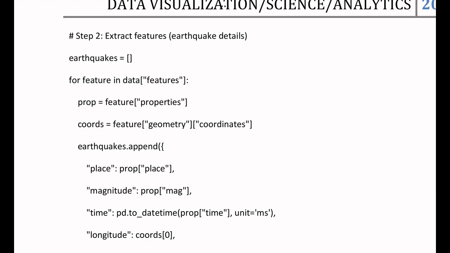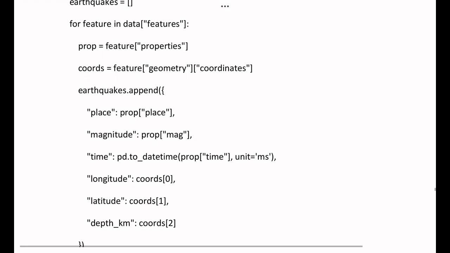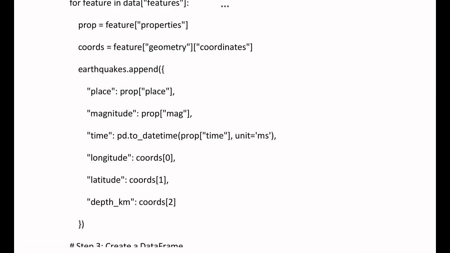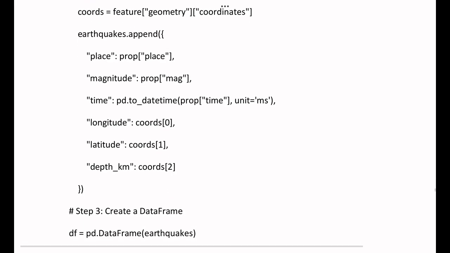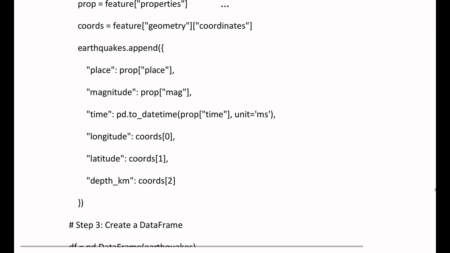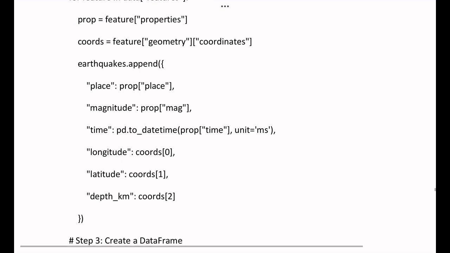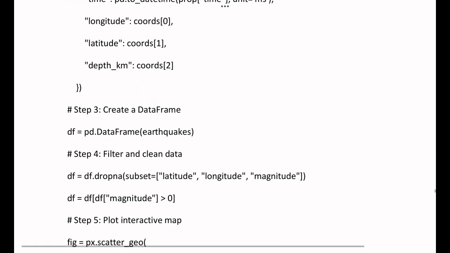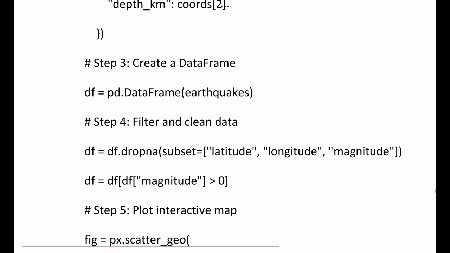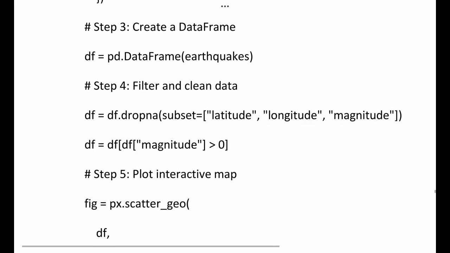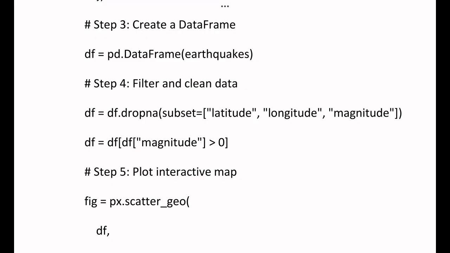My earthquake is an empty list. After then we are giving some features and properties, coordinates, such as place, magnitude, time, longitude, latitude, and kilometer. There is a lot of information in this URL, so we are keeping some information. After then we are creating our data frame. In the data frame, my data frame is the earthquake, and we filter.